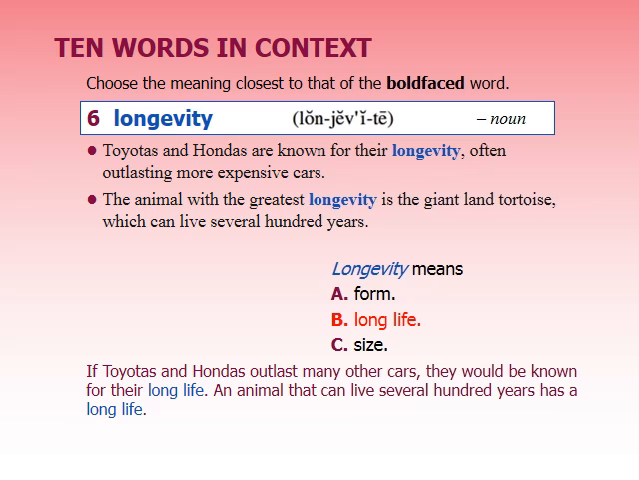So in the first one, it's saying Toyotas are known for their longevity, meaning that Toyotas and Hondas last a long time, which I think we probably all know. And then the giant land tortoise has the greatest longevity, means it has the longest life of all living things. I certainly wouldn't want to live several hundred years. I don't know about you.